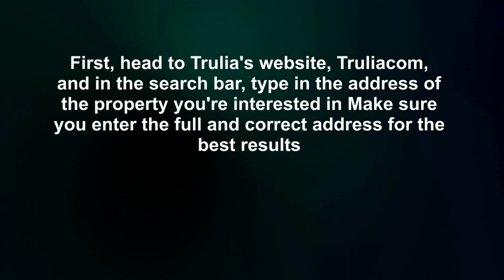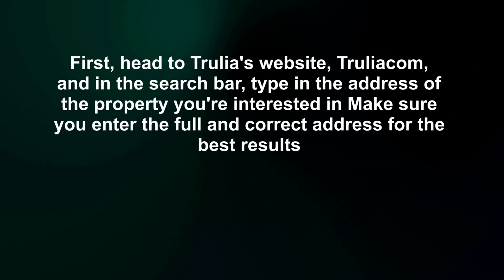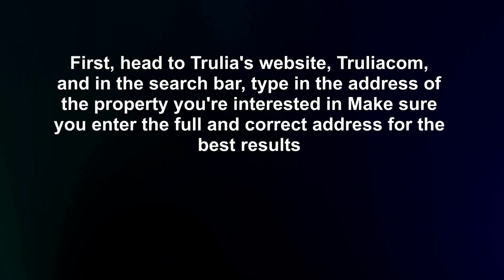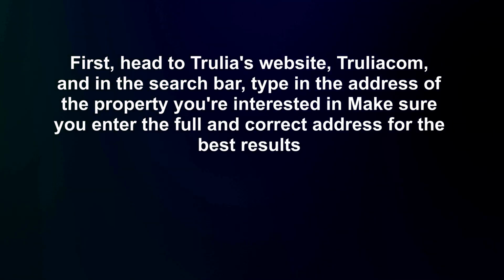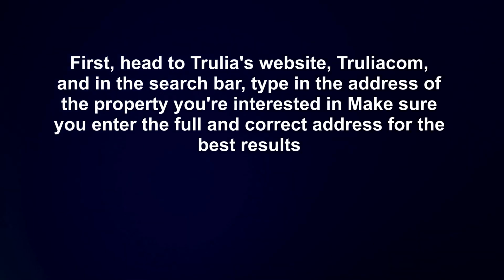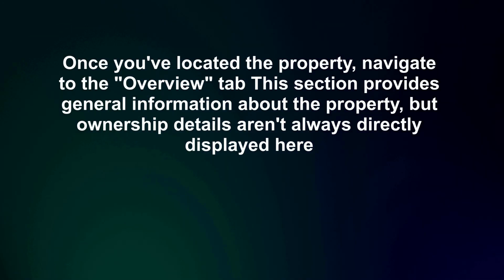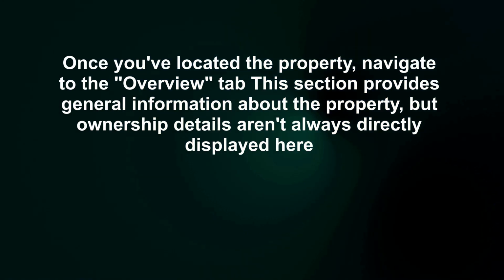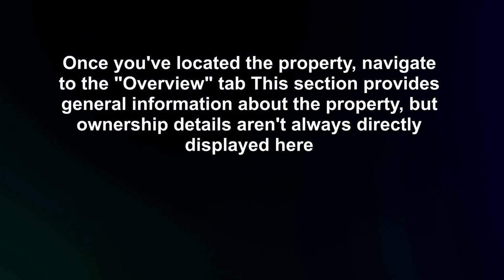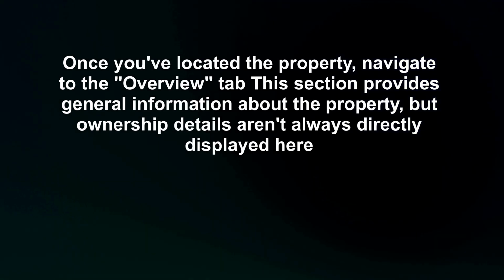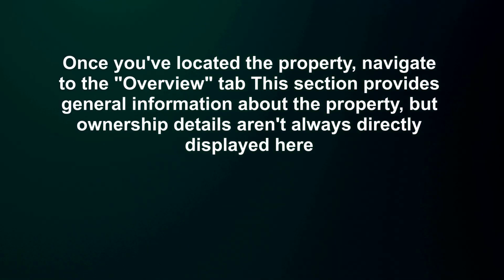First, head to Trulia's website, Trulia.com, and in the search bar, type in the address of the property you're interested in. Make sure you enter the full and correct address for the best results. Once you've located the property, navigate to the Overview tab. This section provides general information about the property, but ownership details aren't always directly displayed here.